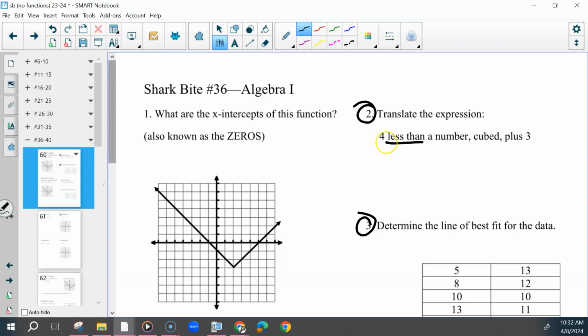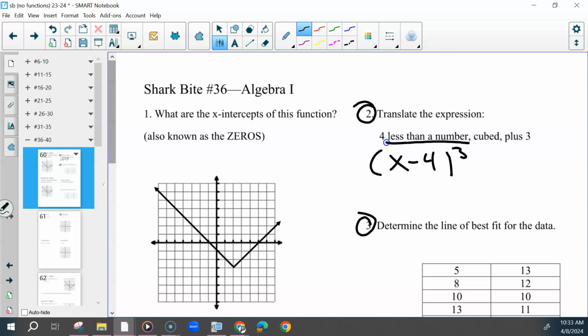So for less than a number, we're subtracting some x minus 4, some variable, you put whatever you want. And then notice where the commas are in this. For less than a number, comma, cubed, then all of this is cubed. If it was for less than a number cubed without a comma, then just the number part would be cubed.